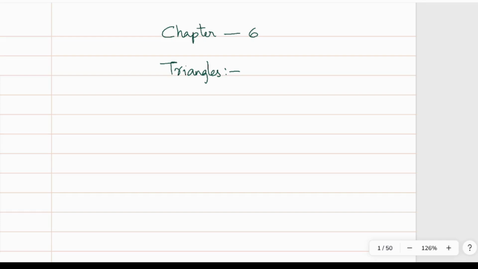So now let's learn the chapter triangles. In this chapter we have to learn a little bit more theories and concepts to understand. So first one, let us learn about the similar figures.